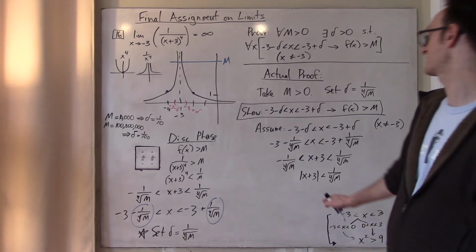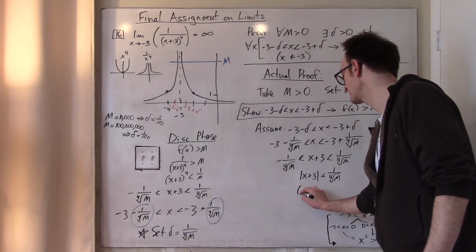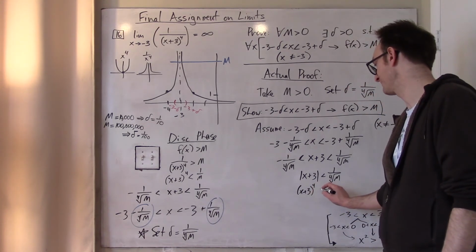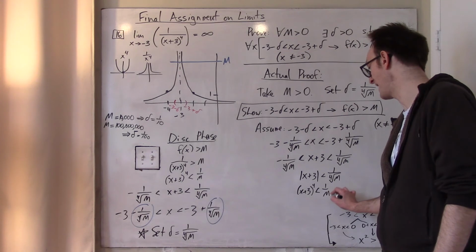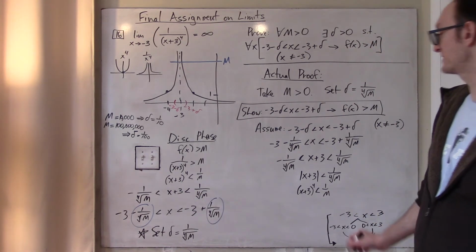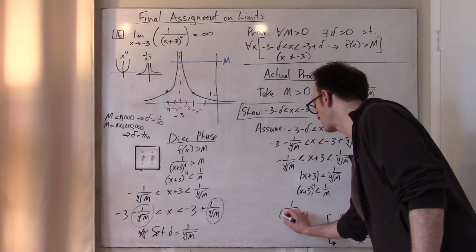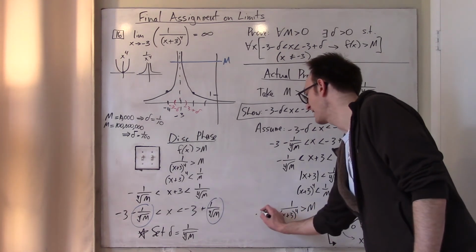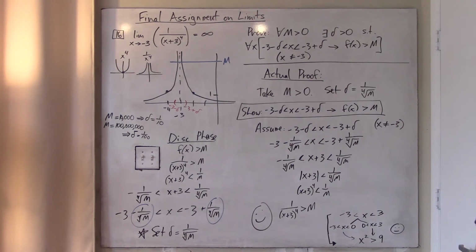Now, if I raise both sides to the fourth power, then that tells me that x plus 3 to the fourth power is less than 1 over m. And if I reciprocate both sides, then my function, which is 1 over x plus 3 to the fourth, is bigger than m, and that is exactly what I wanted to show. So that completes the proof.